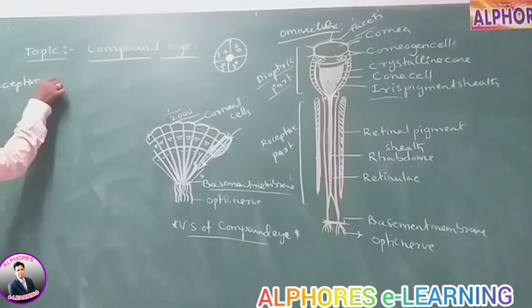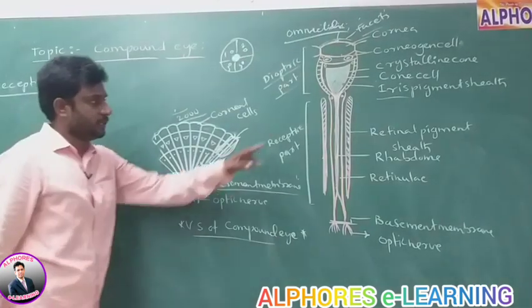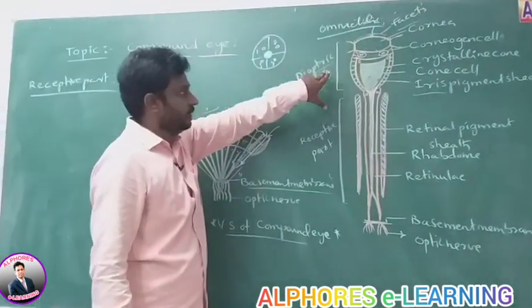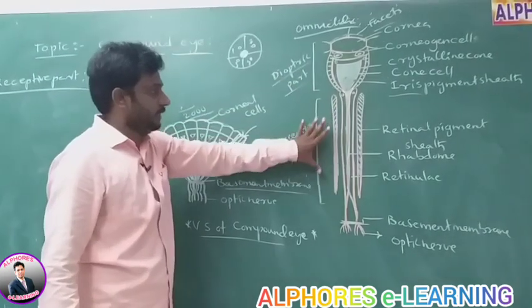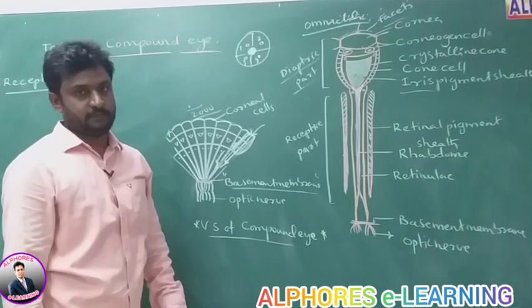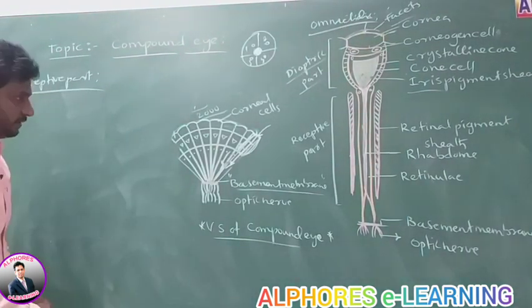Receptive part or photoreceptor region. This region is also called the photoreceptor region. Where is it present? Just below the dioptric region there is the receptive part. Then what are the cells present in the photoreceptor region?